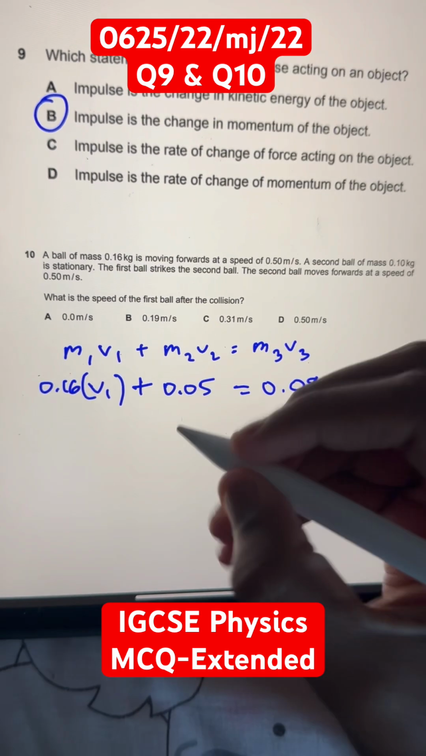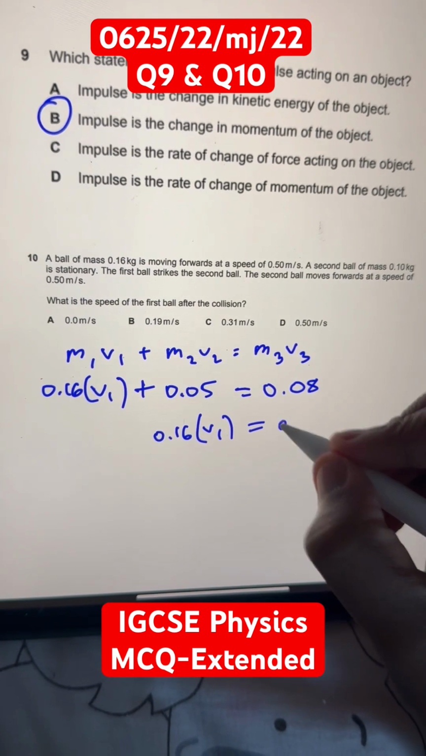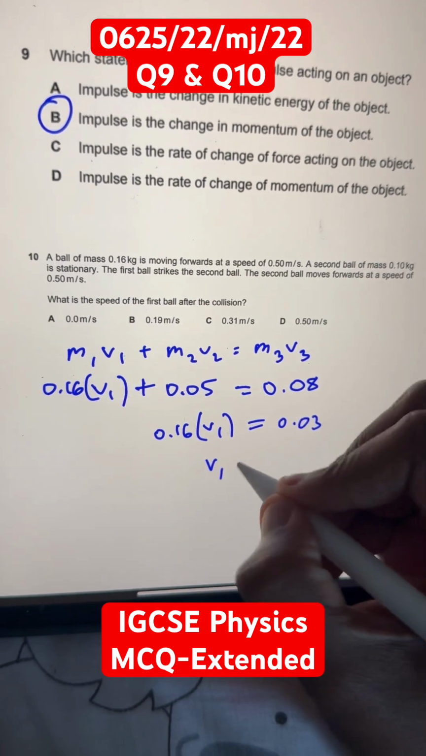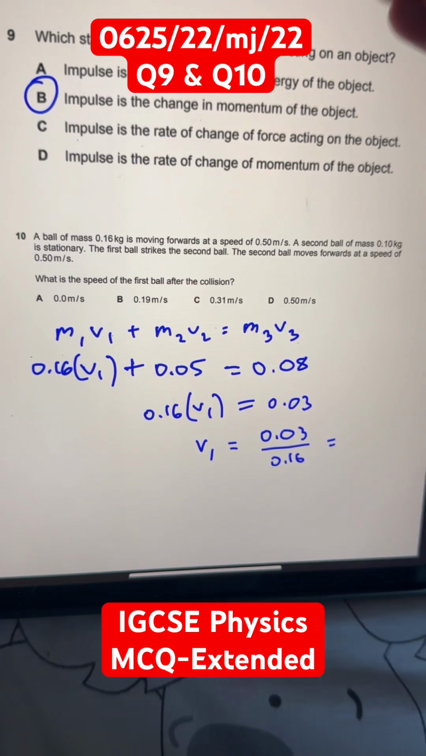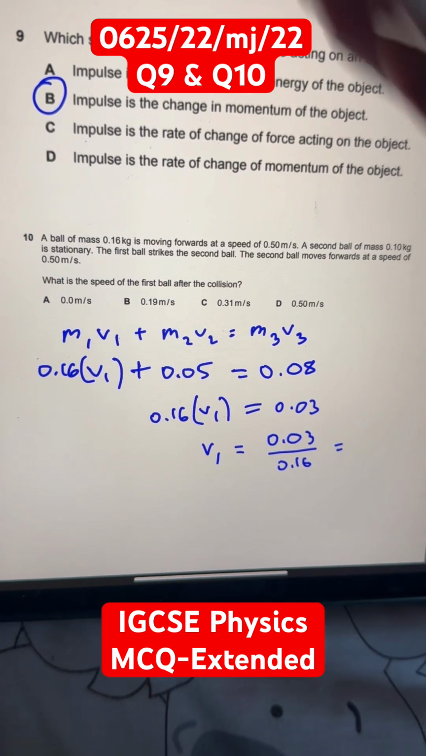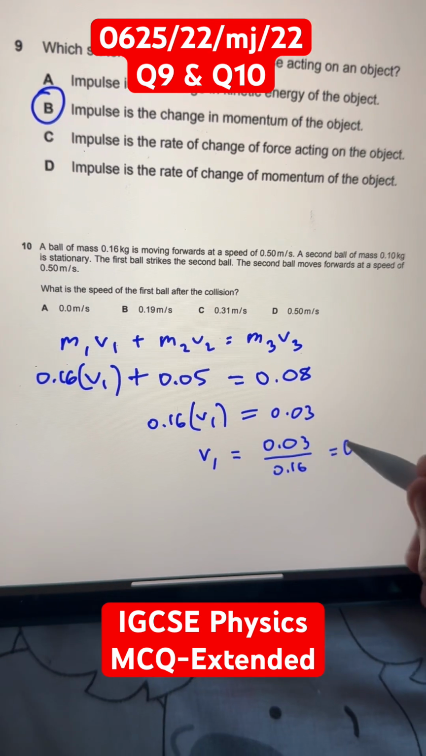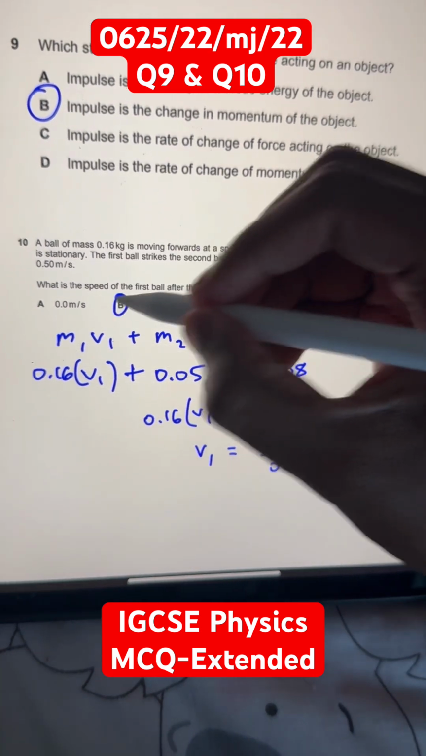Now we just solve for v1. So 0.16 v1 is equal to 0.03. And this v1 is going to be 0.03 by 0.16. And we get our answer is actually 0.1875. But then we take 2 significant figures in physics. So 0.19 meters per second to 2 significant figures makes it option B.